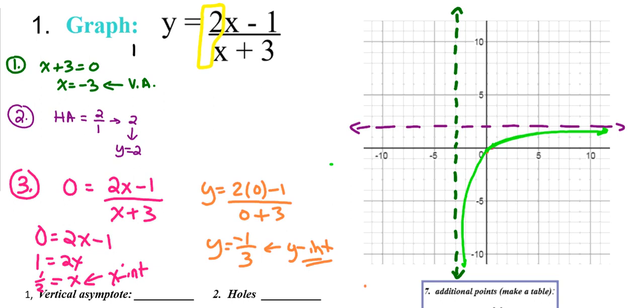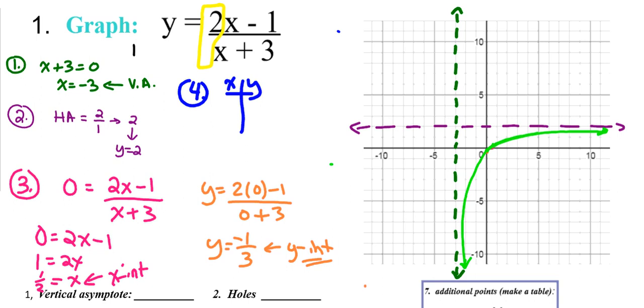Now, I've got the part to the right of the vertical asymptote, but we need to make a table because we don't know what happens to the left side of the vertical asymptote, the green asymptote. So let's go ahead and find that. So step 4, we need a table, and we need a thinner line.